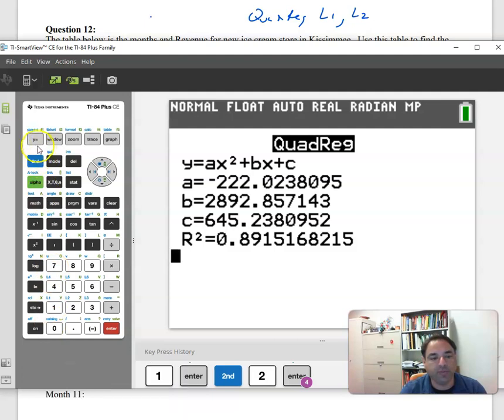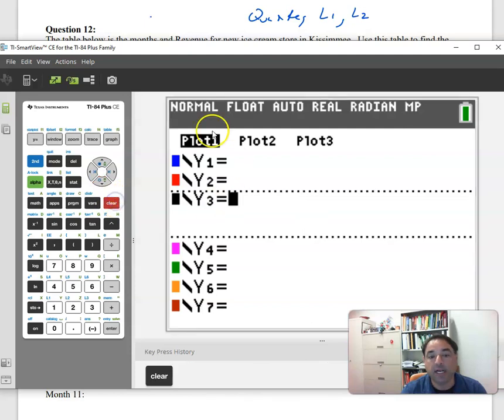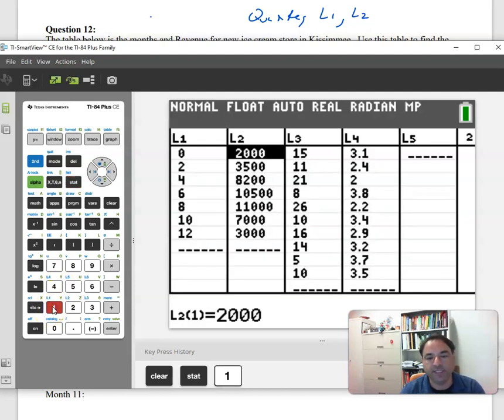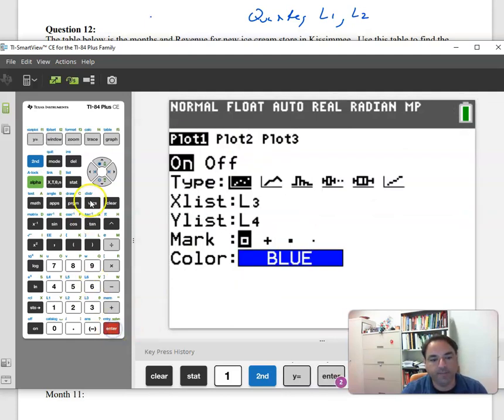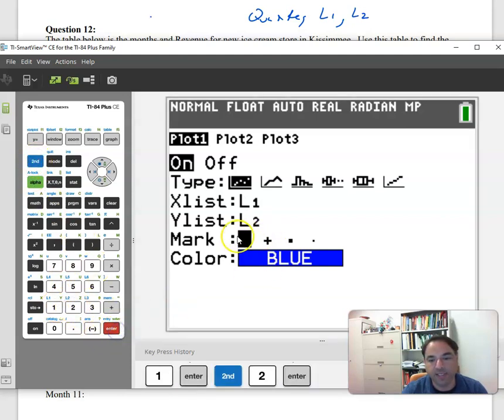So first of all, I'm going to go to y equals. If I have anything in there, I'm going to hit clear, clear, clear. We're going to use plot 1, but just make sure that plot 2 and plot 3 are not highlighted. It's okay if plot 1 is, and if it's not, we'll turn it on. We already have our data, stat, number 1 for edit, in list 1 and 2. We're going to hit second, y equals, go into plot 1 by pressing 1, turn plot 1 on, choose the first option, which is scatter plot. Our x is list 1, second 1, enter. Our y is list 2, second 2, enter. And then you can choose what you want your dots to look like. I like the first one.